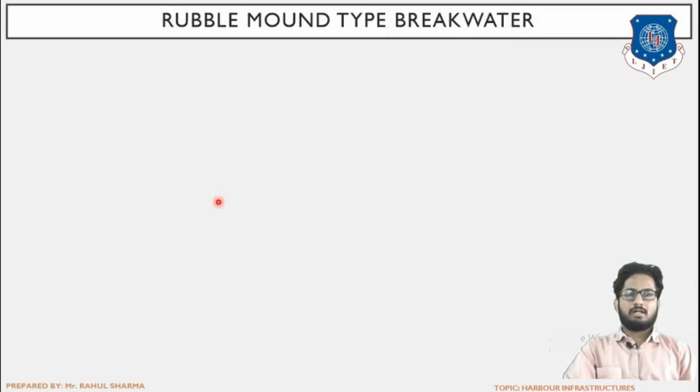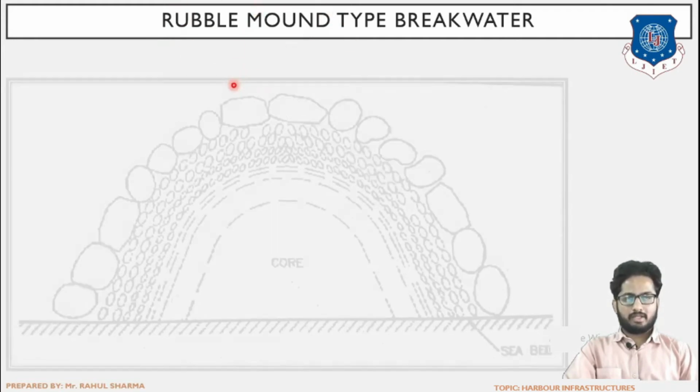Next is the rubble mound type breakwater. First of all, let us understand the meaning of the words. Mound means to protect. I will come back to why the word protect has been used. And rubble means unfinished stones. So we have understood the meaning: rubble is unfinished, irregular stones, and mound means to protect.